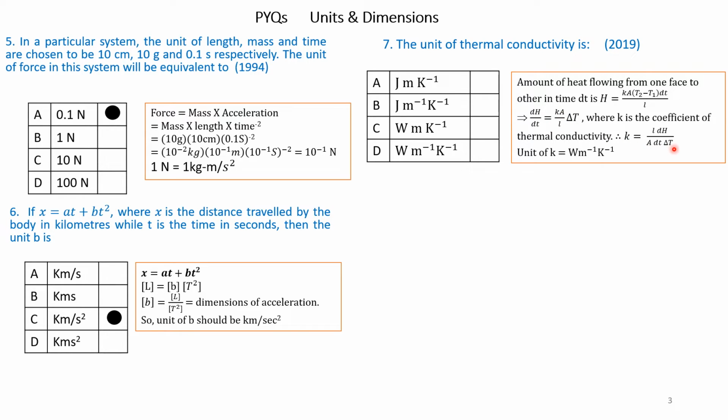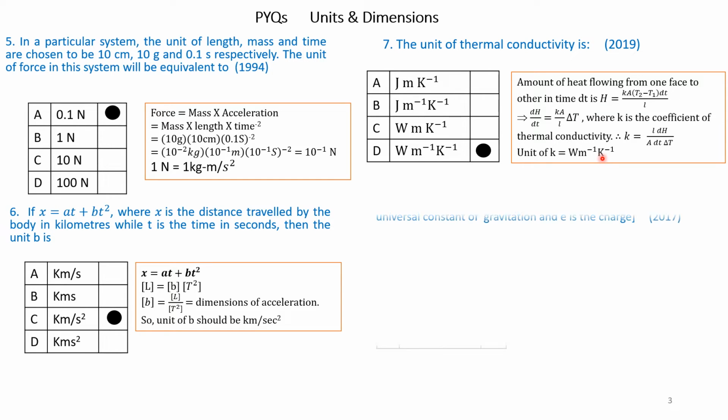So, K is nothing but L by A, which is 1 over M, that is M to the power of minus 1, and delta T is per degree Kelvin, K to the power of minus 1, and dH by dt is watts. So the unit is watt per meter per degree Kelvin. Therefore, option D is correct.